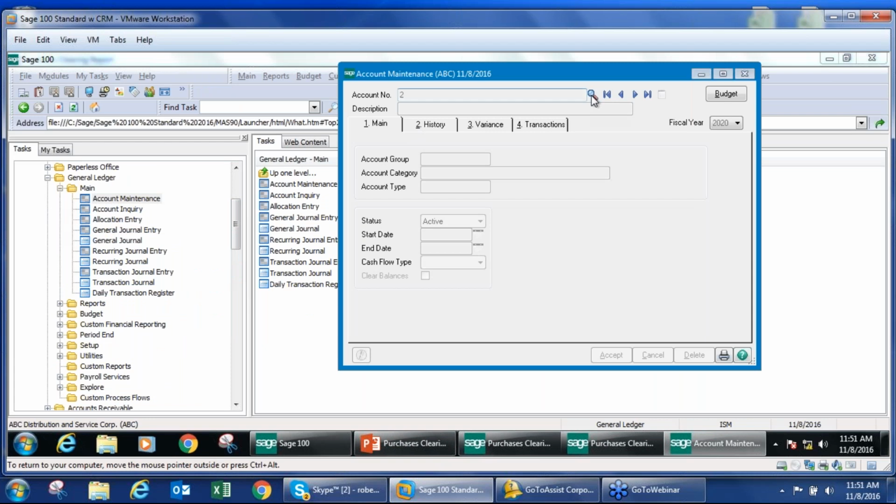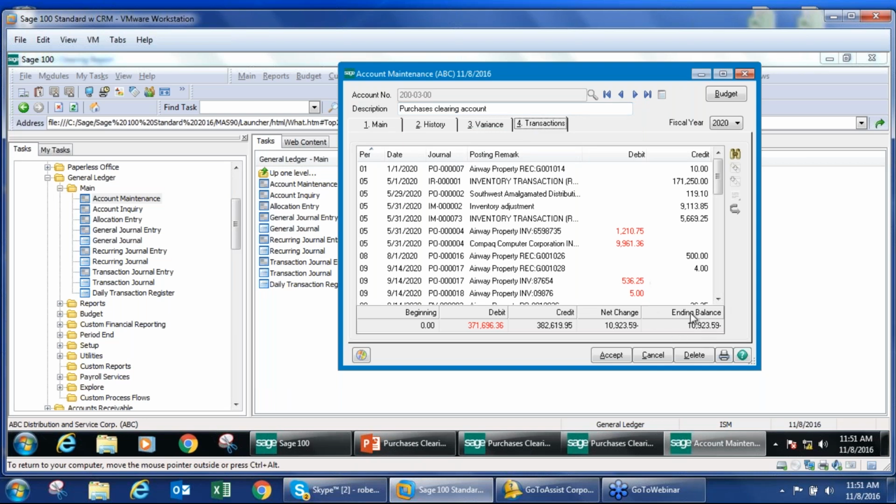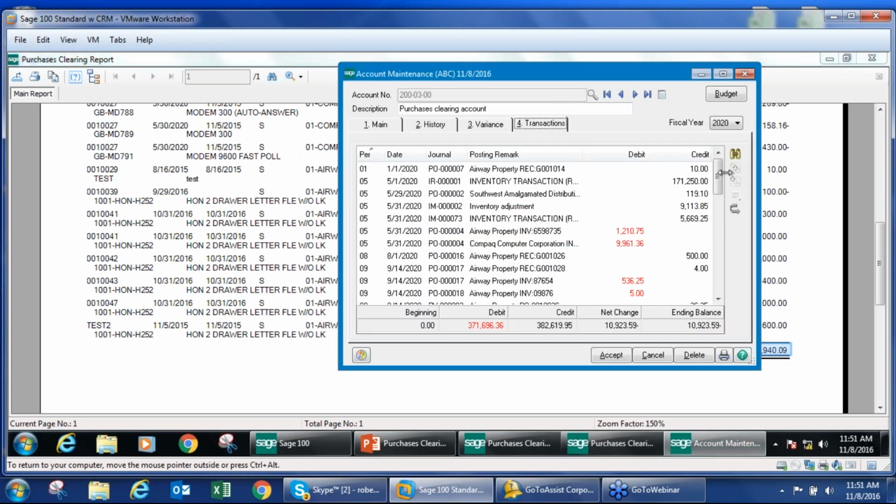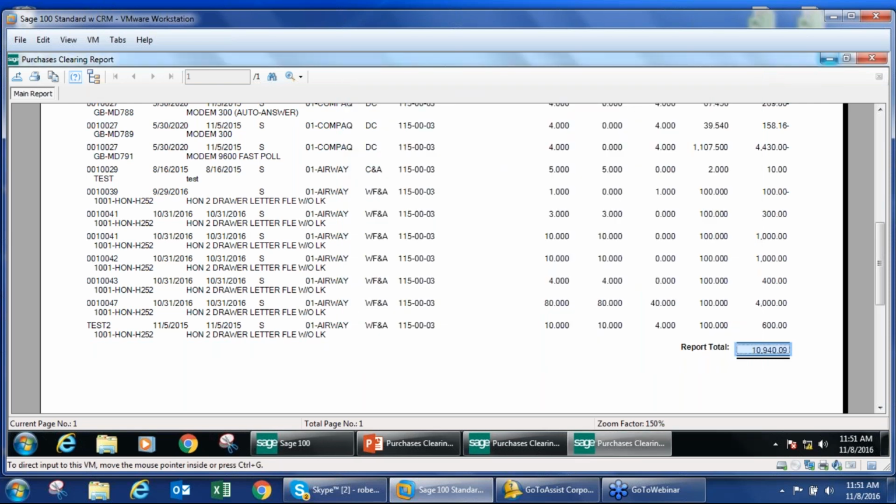In this case, it is account 200-03. And we have a credit balance of $10,900, and we see that we are slightly off. We're going to run the report slightly different, and we're going to trace that through.